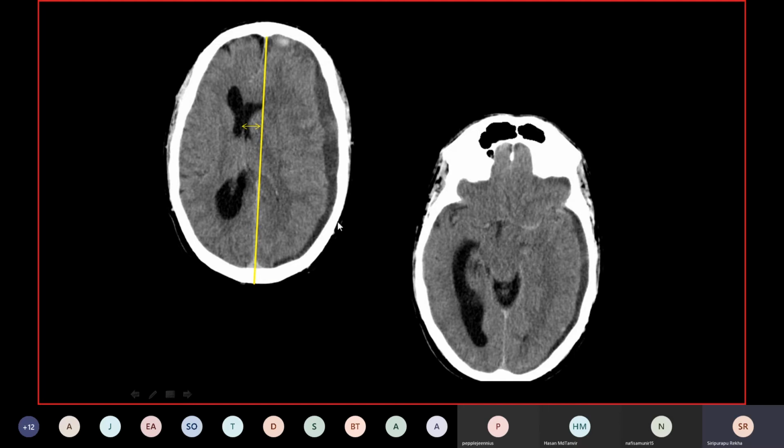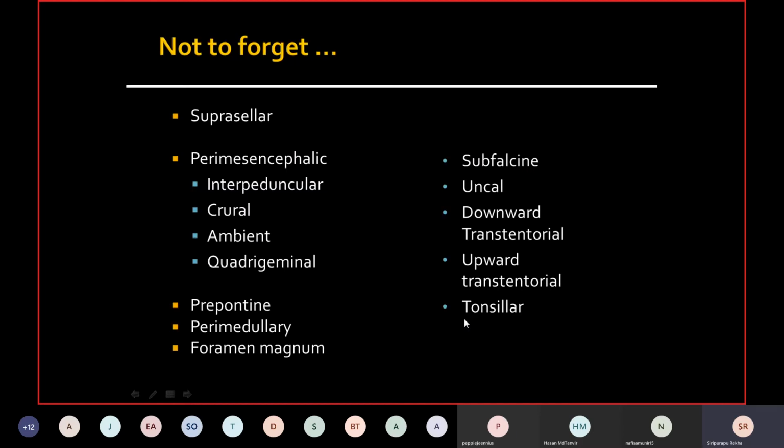Also don't just stop at subfalcine. Look at the rest of the basal cisterns, look for transtentorial and uncal herniation, and also hydrocephalus. So I'm not going to spend any more time on herniations, but remember to look at all the basal cisterns and make sure that herniations are picked up.